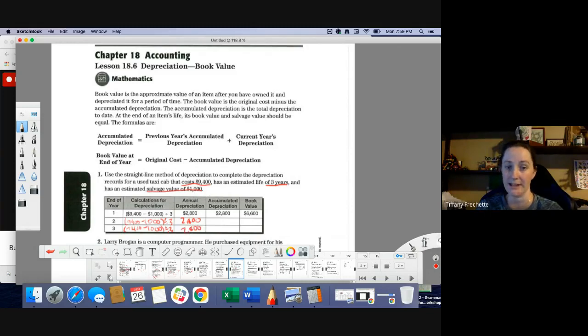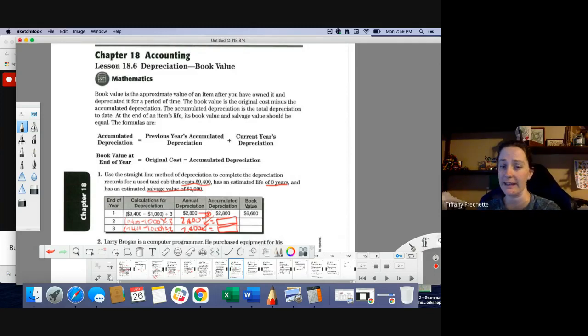Accumulated depreciation, that does change. So this one just comes straight over because this is the first year. But after that, we need to add the 2. So we have 2,800 plus 2,800, and that equals our accumulated depreciation. And then we're going to add this new one. We're going to add another 2,800, and that'll give us our 3rd year accumulated depreciation.